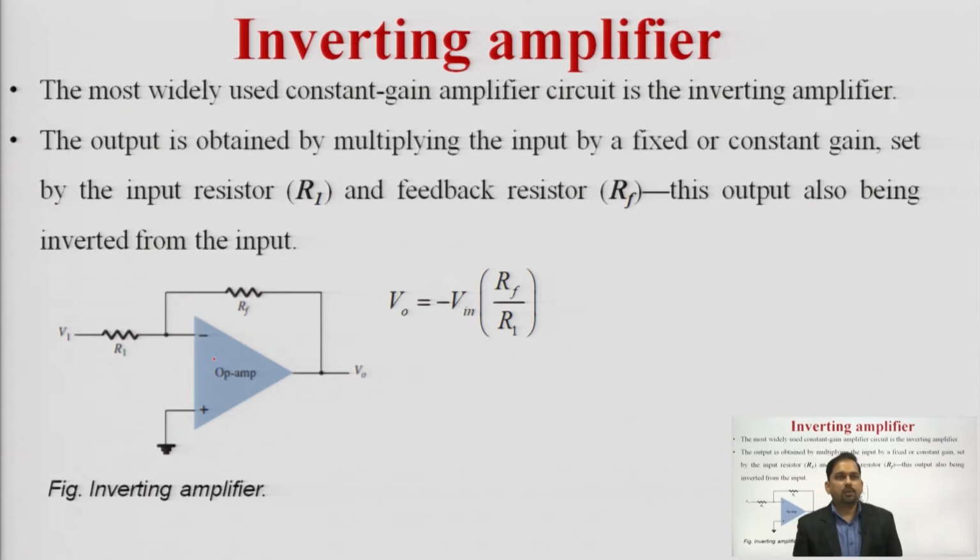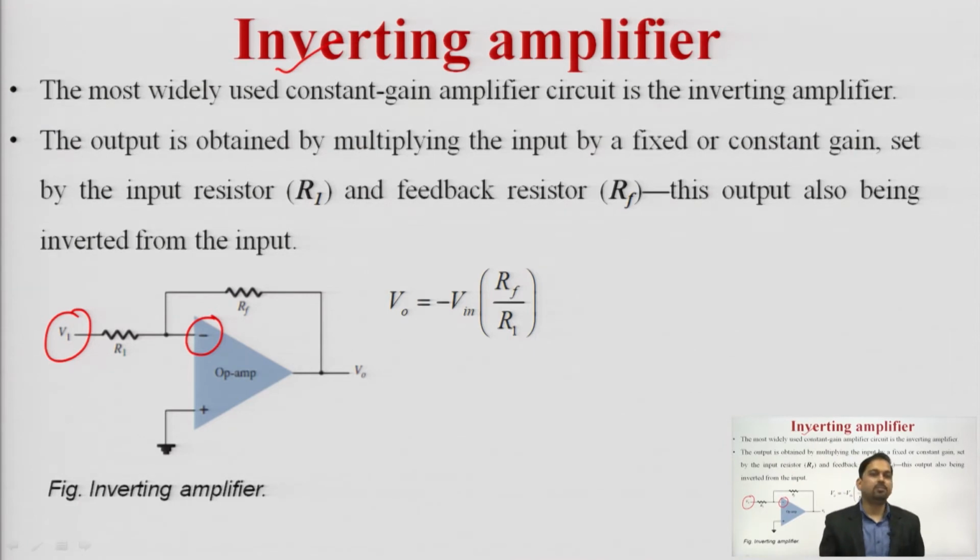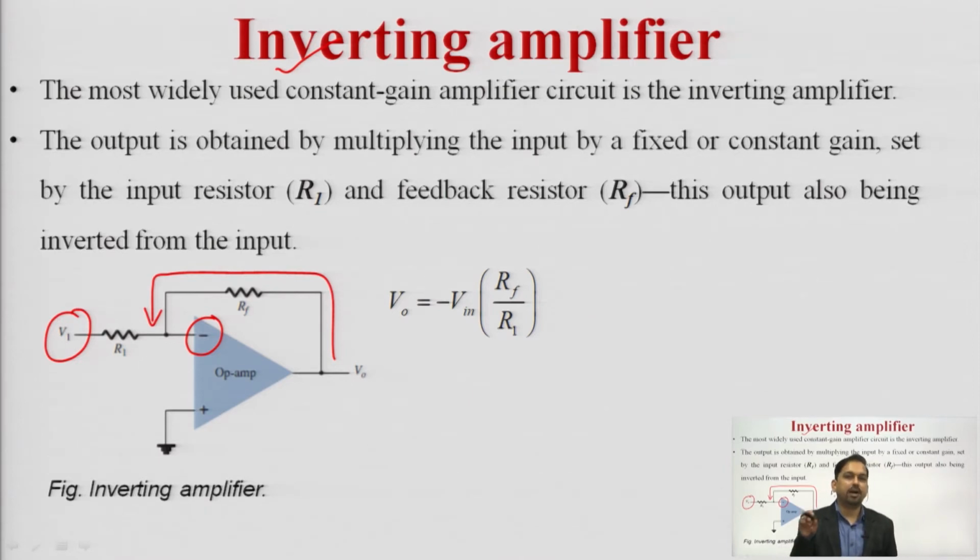So if we talk about the inverting amplifier, we have seen this particular configuration in our last lecture: if the input V1 is applied to the negative terminal of the op-amp, means the inverting terminal, then the amplifier is known as the inverting amplifier. And we have seen that we are utilizing a negative feedback. So this is the negative feedback. Feedback means we are taking some part of the output and feeding it back to the input side. That is called a negative feedback configuration.